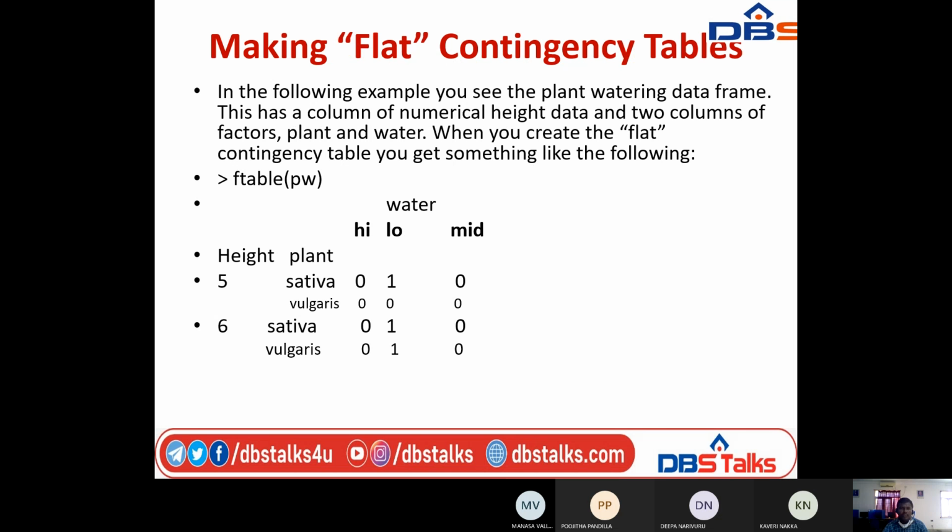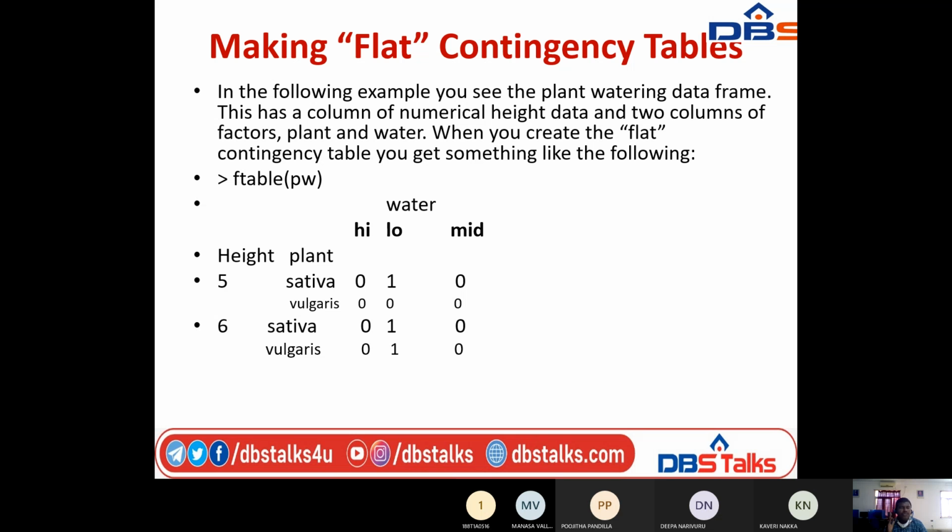Now this is about the first topic. Here is making a flat contingency table. It is also called a contingency table, but it is a flat contingency table. Here we are specifying one example, plant, that is the data frame. This has a column of numerical height data and two columns of the factors, plant and water. Here we are taking two columns, plant and water, as the factors, and one column is the numerical data.